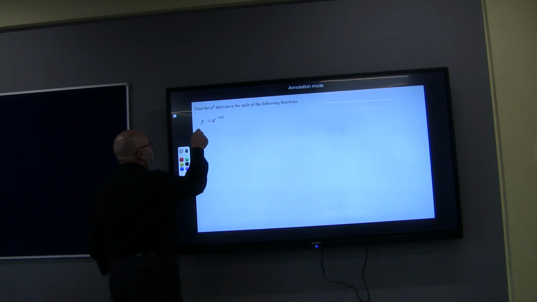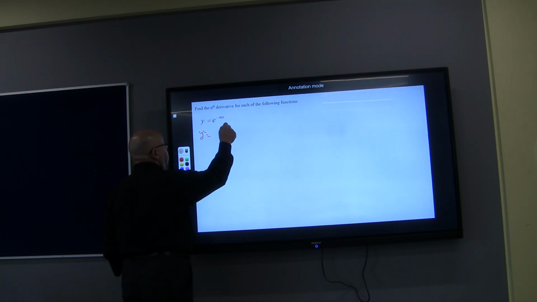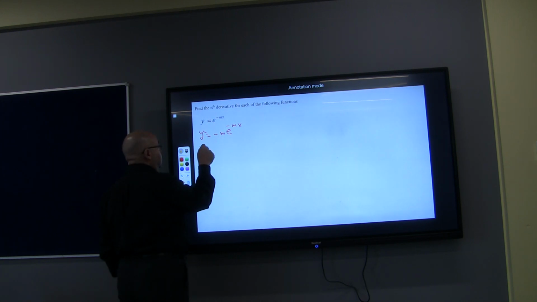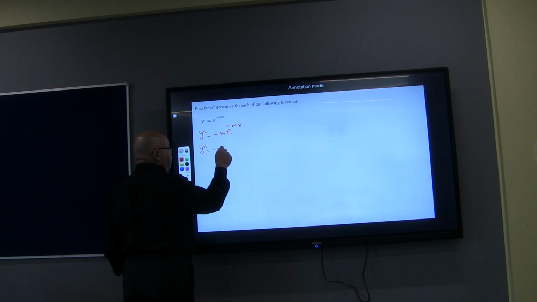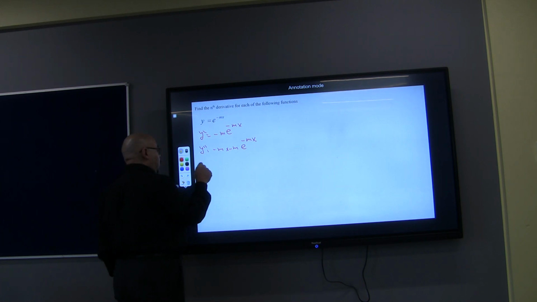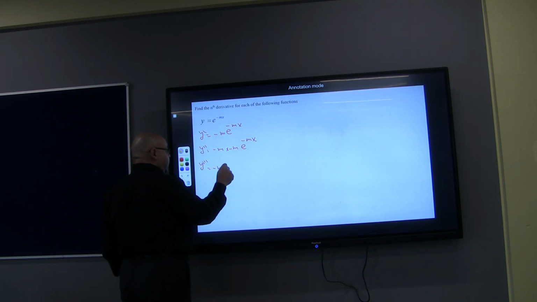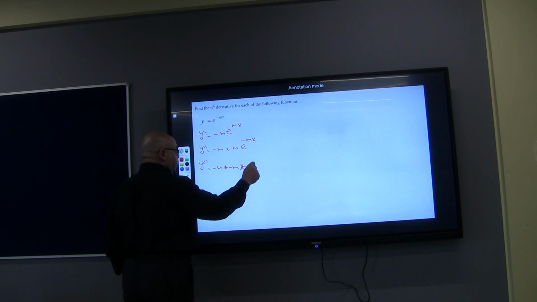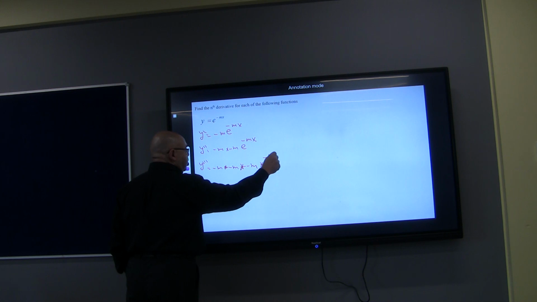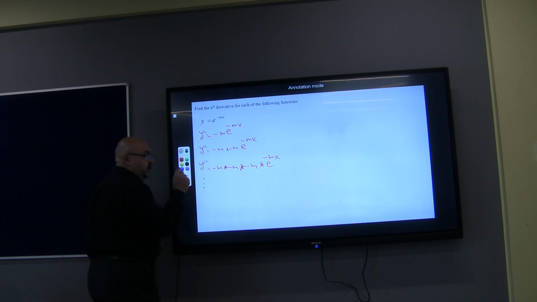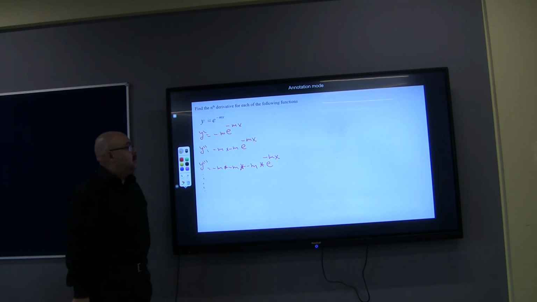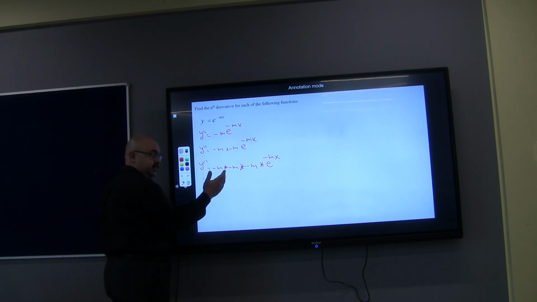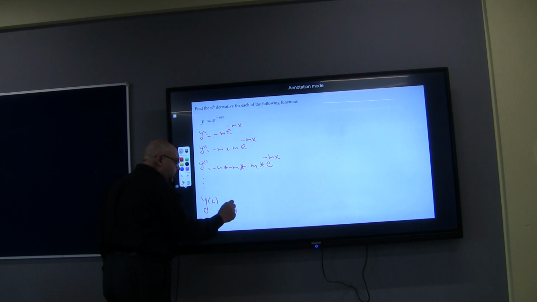So, first of all, y dash is going to be equal to e to the power of negative mx times negative m. Then y double dash is negative m times negative m times e to the power of negative mx. Then y triple dash is negative m times negative m times negative m times e to the power of negative mx. If we continue doing this, the sign is negative, positive, negative. So when we get the nth derivative, we will have an alternation of sign.